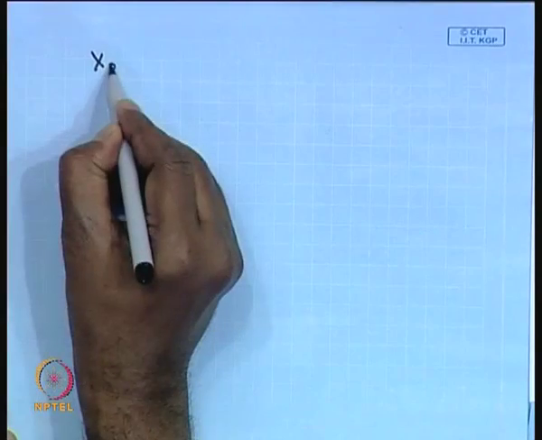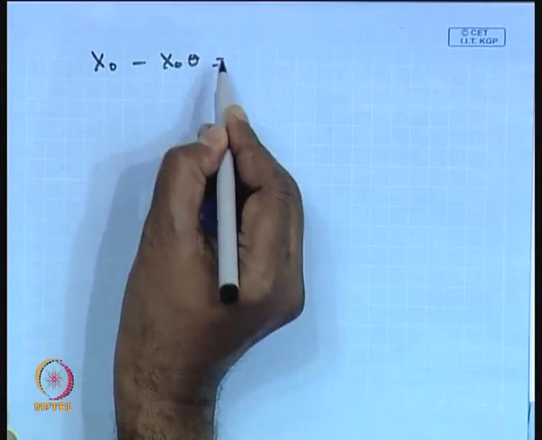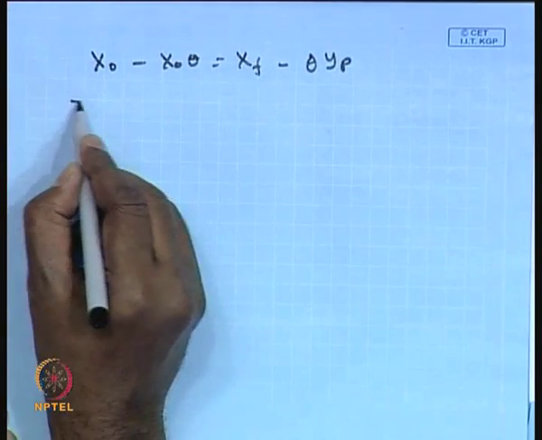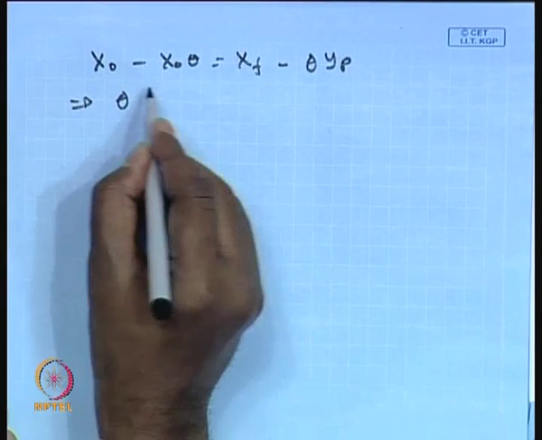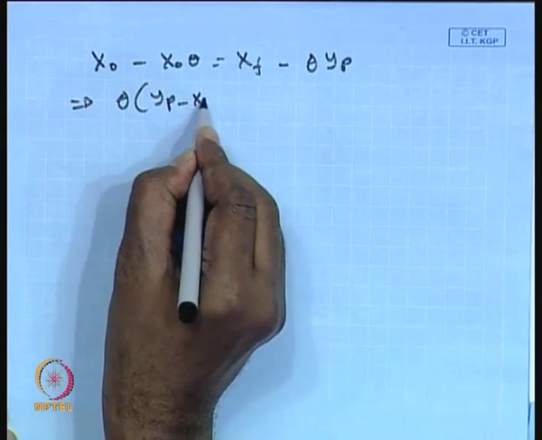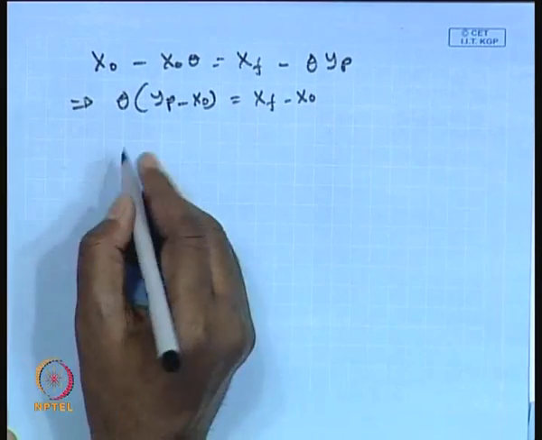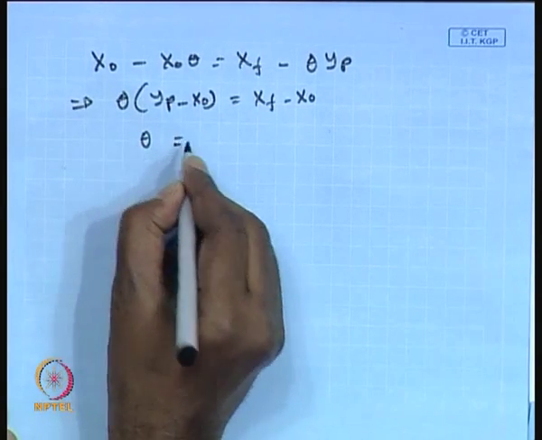So, it will be x naught minus x naught theta is equal to x f minus theta y p. So, it will be theta times y p minus x naught is equal to x f minus x naught. So, you can get the value of theta.